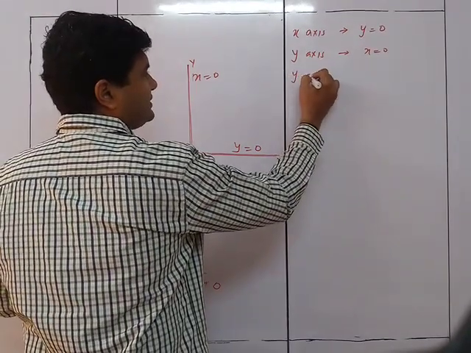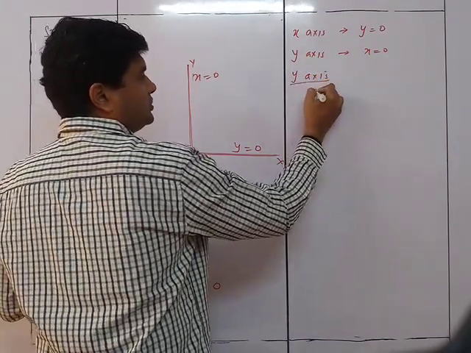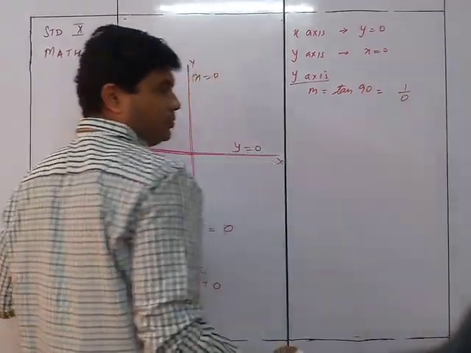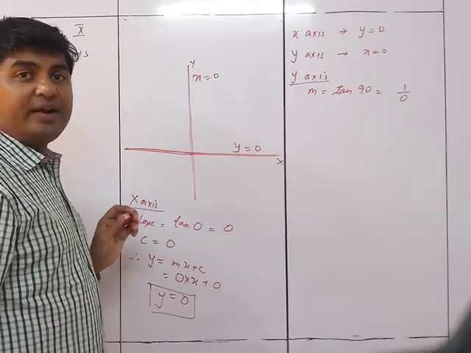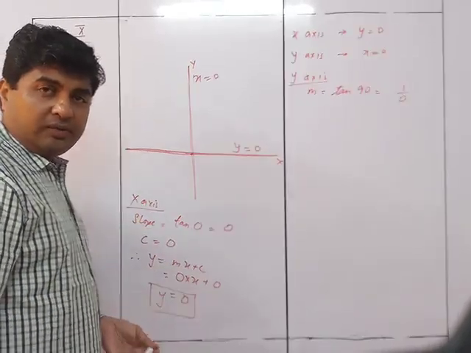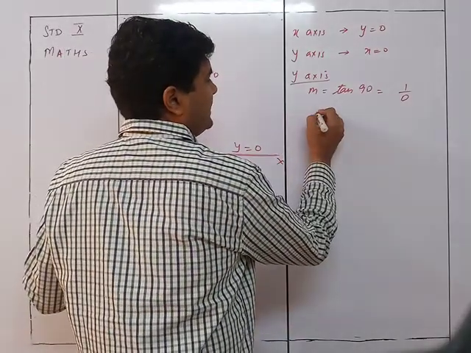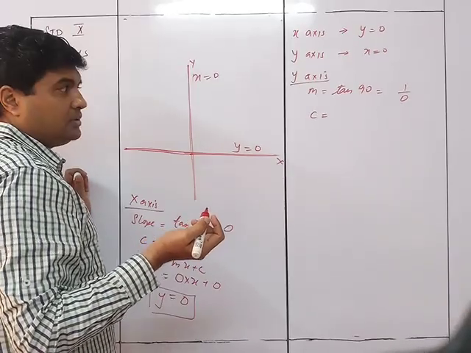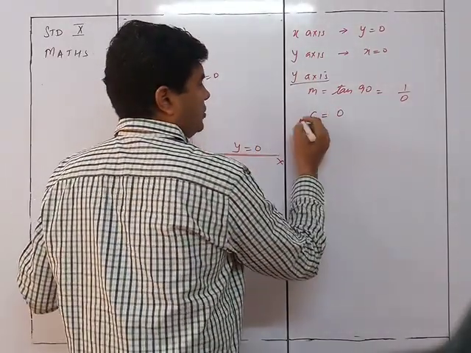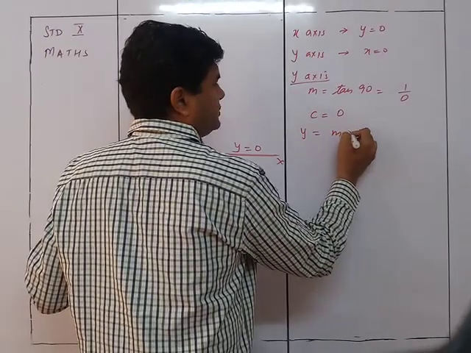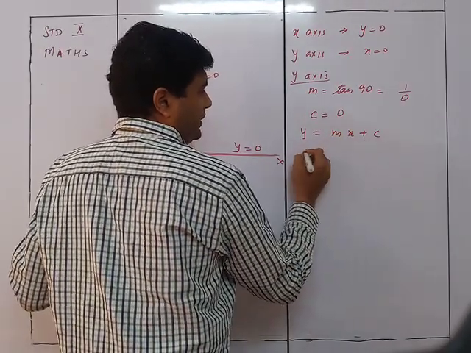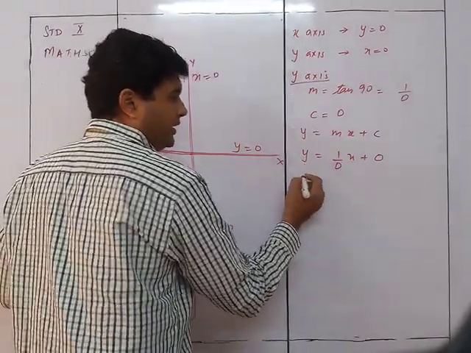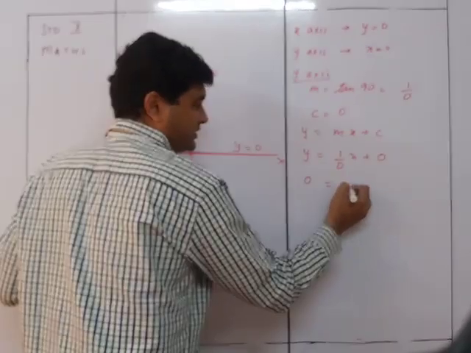Similarly, for the y-axis, what is the slope? Slope is equal to tan 90, which is 1 upon 0, because it is not defined. What is the y-intercept C over here? We can't even see anything, it's 0 again. So y is equal to 1 upon 0 x plus 0. So 0 comes over here, it will become 0y, so 0 is equal to x. So x is equal to 0.